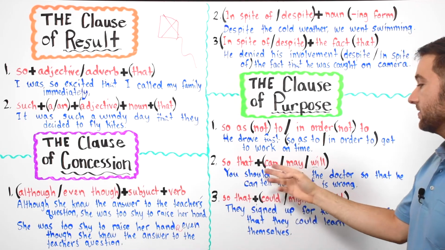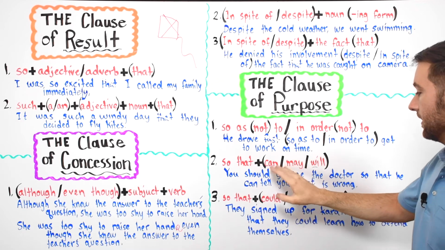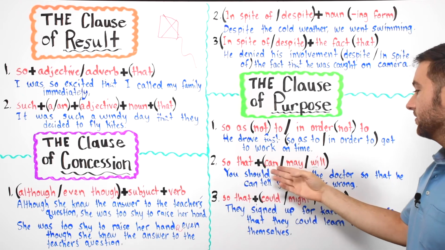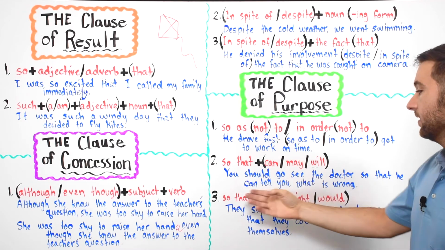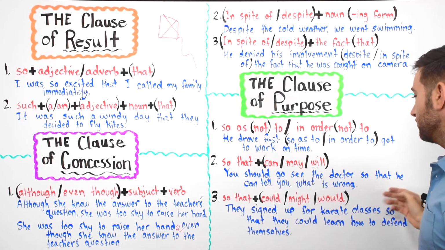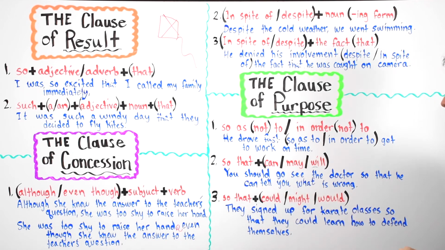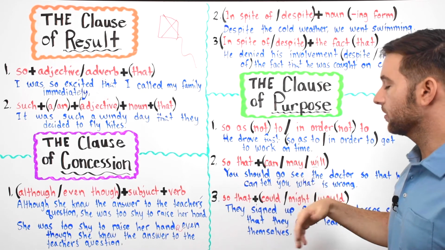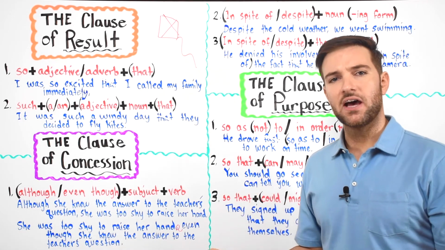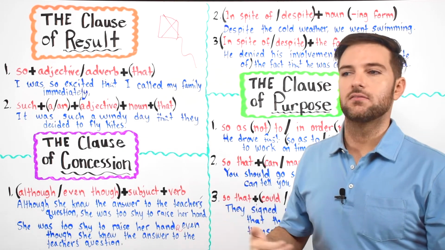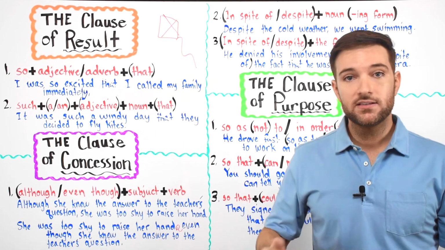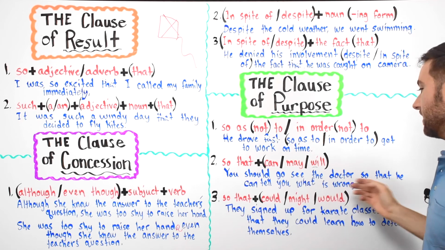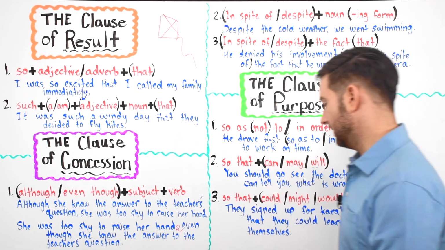So that plus, then we have three words here: can, may, and will. So that can, so that may, so that will. You should go see the doctor so that he can tell you what is wrong. Remember, we use should for advice, like you should go do that, you should think about doing that. I recommend you do this. You should go see the doctor so that he can tell you what is wrong.